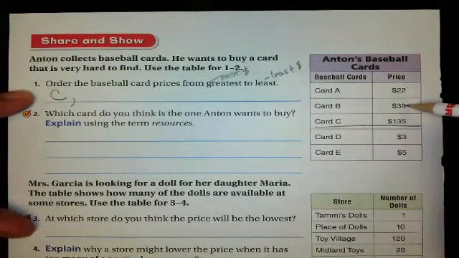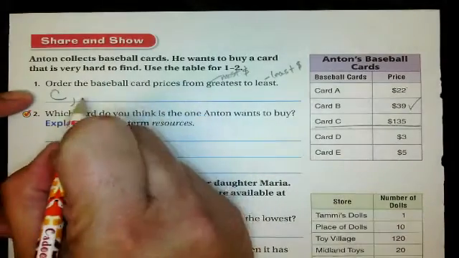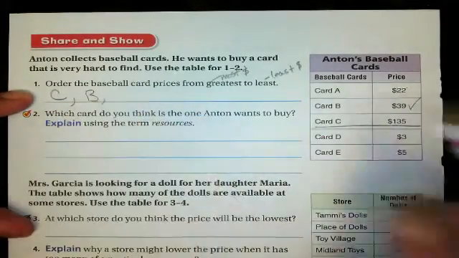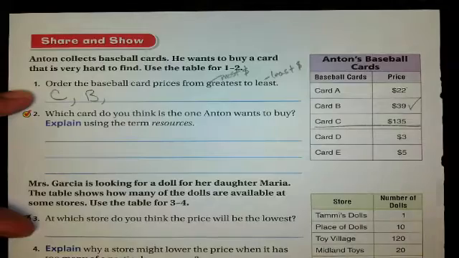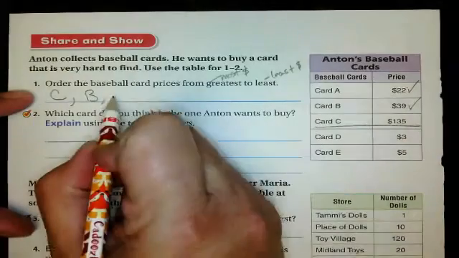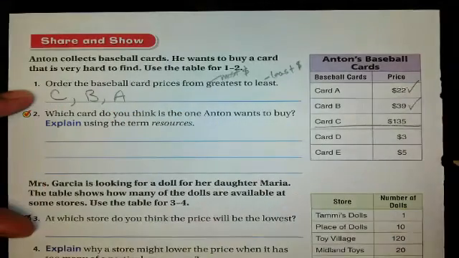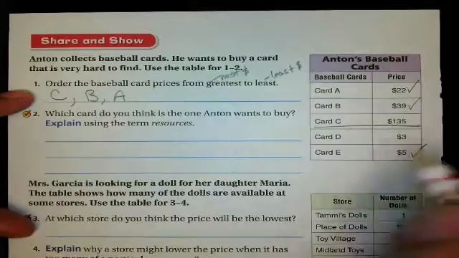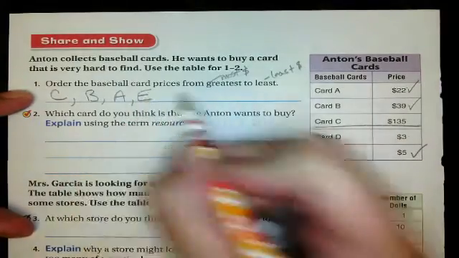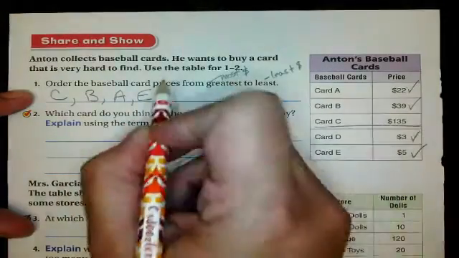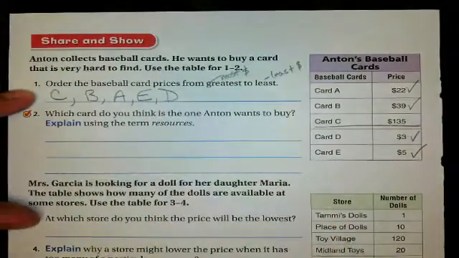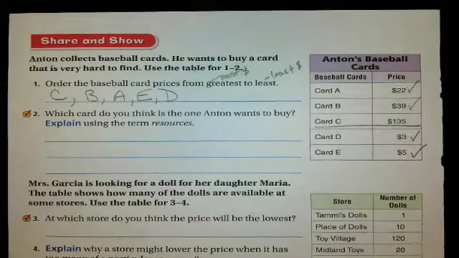I have 22, 39, 3, and 5. The next most expensive is going to be $39. So that's card B. The next most expensive is $22. That's card A. Then we have card E at $5 and card D at $3. So we've ordered them from most expensive to least expensive, or greatest to least.